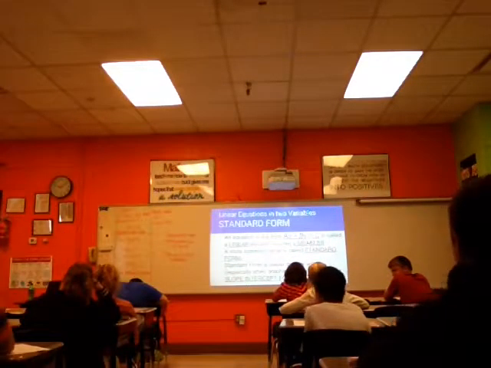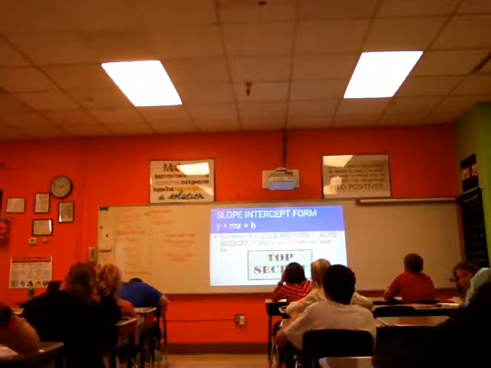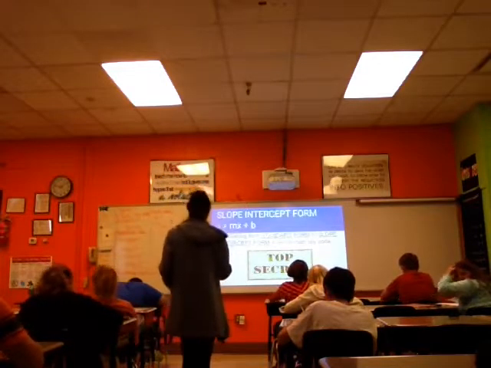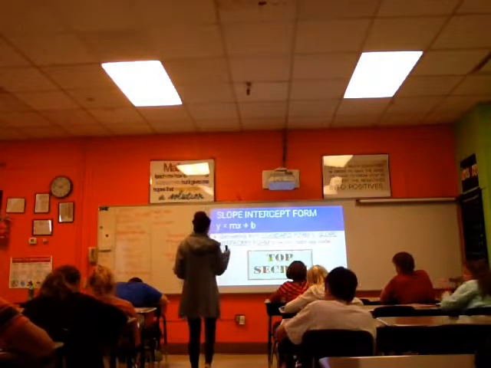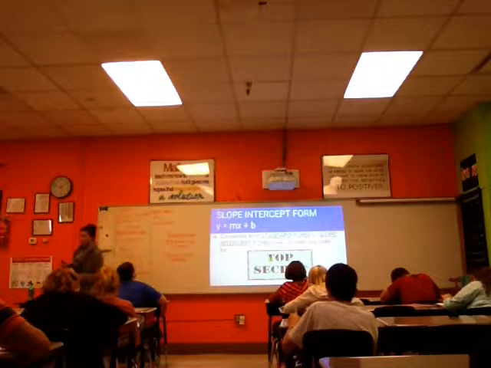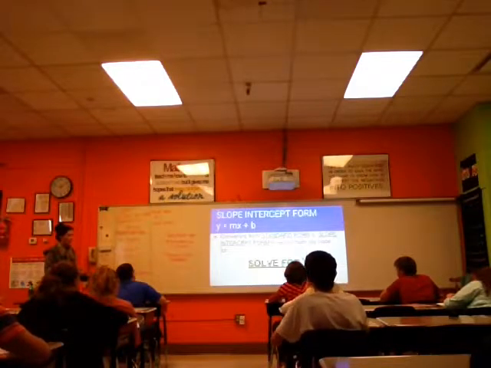I'll have Matt show you what's on there. Okay, so slope-intercept form. It looks like y equals mx plus b. Okay? When we convert from standard form to slope-intercept form, it's going to be secret math code for, you ready for it? Watch it. Boom, solve for y.